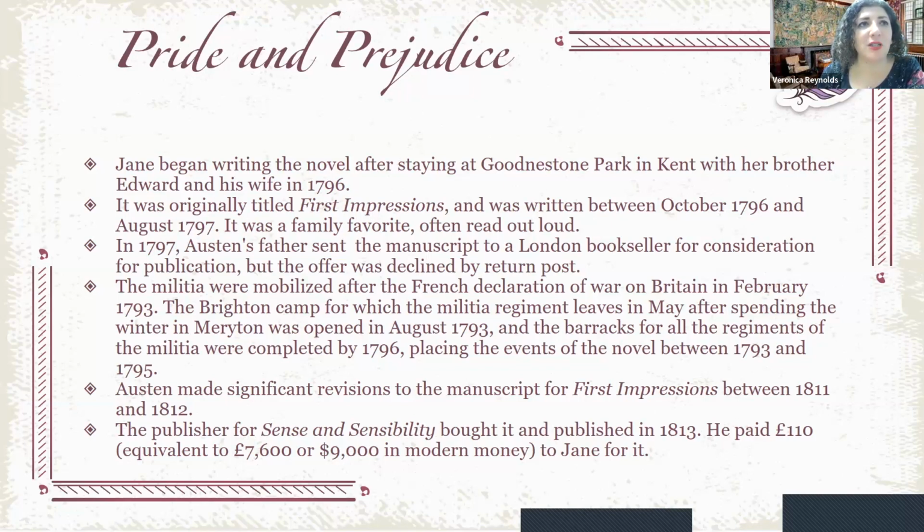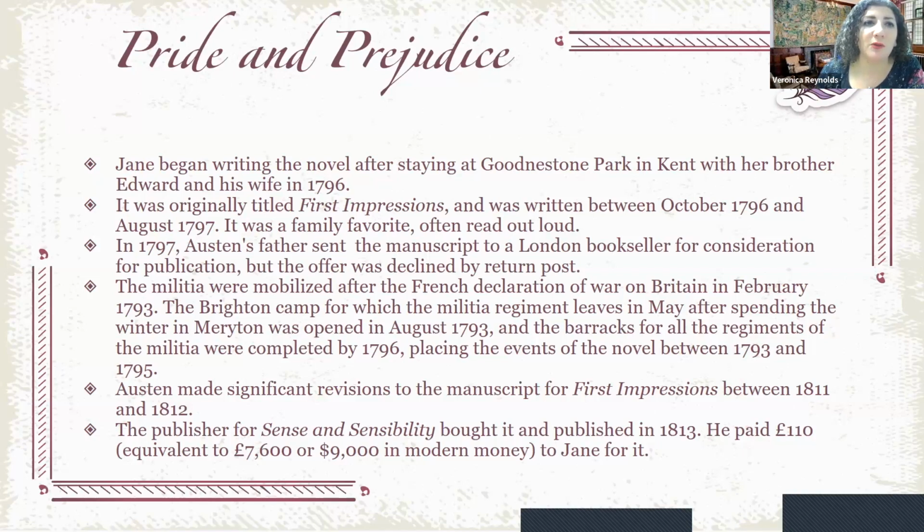Around this time, the militia is mobilized after France declares war on Britain in February 1793. The Brighton camp, for which the militia regiment leaves in May, after spending the winter in Meryton, was opened in August 1793, and the barracks for all the regiments of the militia are completed by 1796. So most of the events of this novel are taking place between 1793 and 1795.